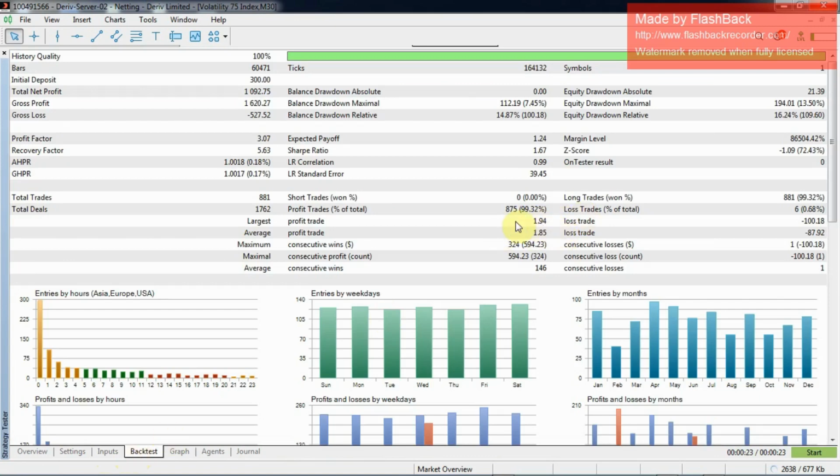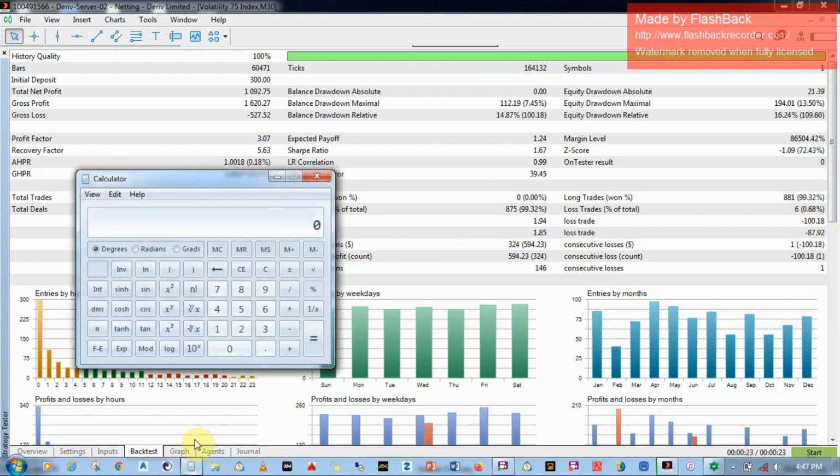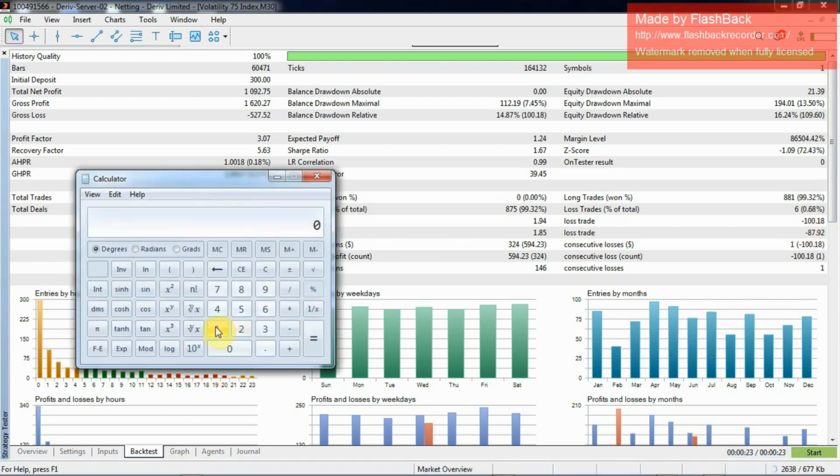For VOT 75, you're making $1.9 on the smallest lot size, and you are risking on average $87. Maximum you are risking $100. Okay, so let's calculate, guys. 1.85.